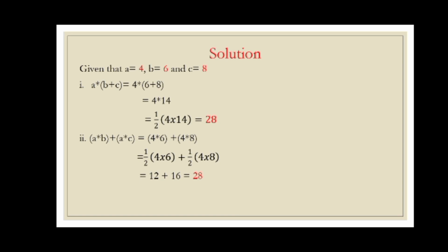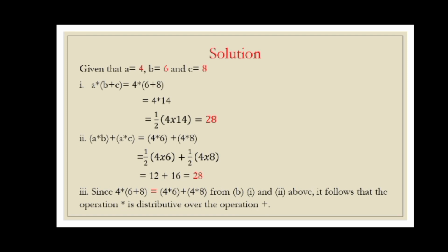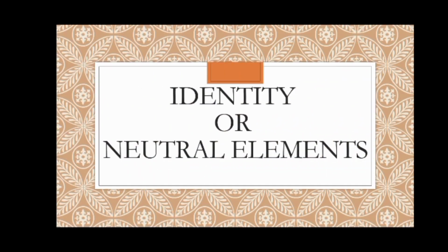Simple. Good. All right. So what conclusion can we draw from it? So since 4 star (6 plus 8) is equal to (4 star 6) plus (4 star 8) from BI and BII above, it follows that the operation is distributive over the operation addition. Right. Good. Now, let's look at the next one.